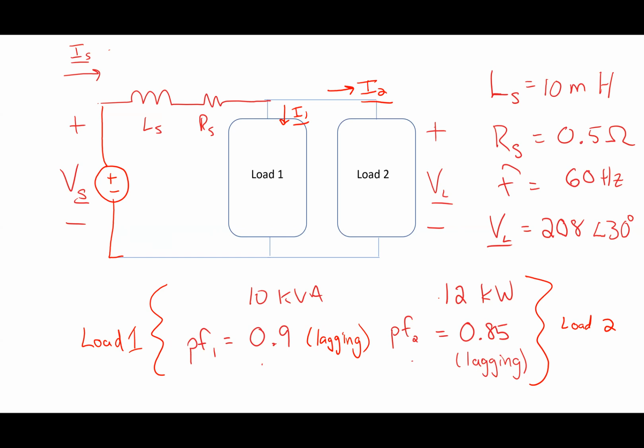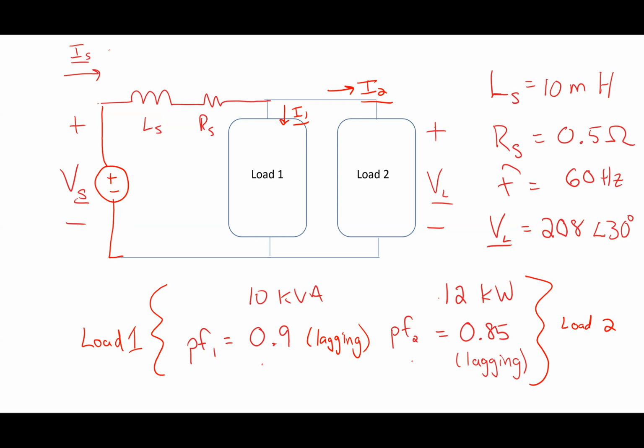So here's what I've got. I've got 2 loads in parallel, which could be 2 houses connected into the grid. They're rated for these two values. Load 1 is 10 kVA with a power factor of 0.9 lagging. The other one is 12 kW with a power factor of 0.85 lagging. So we've got some words to unpack there, and I've got all this other stuff.